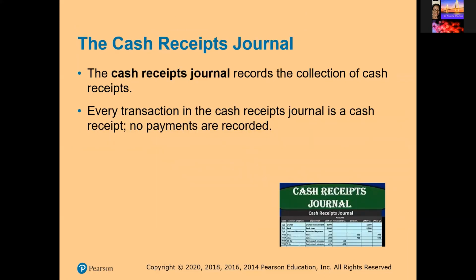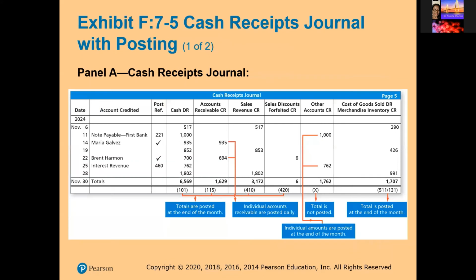All businesses have lots of cash transactions, and a cash receipts journal therefore comes in handy. The cash receipts journal is a special journal used to record cash receipts. Every transaction in this journal is a cash receipt. Here you see an example of a cash receipt journal. The cash receipt journal includes a column for debits to cash. The next column is for debits to sales discounts.